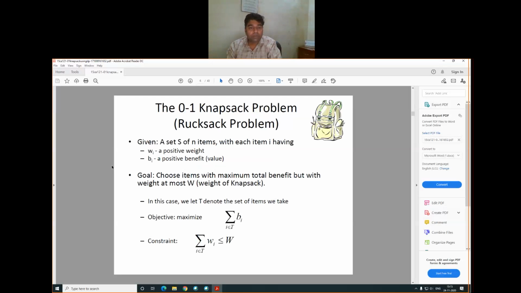What is basically the 0-1 Knapsack problem? It is also called the rucksack problem. From your examination point of view, you have to know this terminology also. Very first, given a set S of n items, with each item i having a particular weight and a positive benefit or profit. So w_i is the positive weight of the ith item, and b_i is the positive benefit value or profit of the ith item.